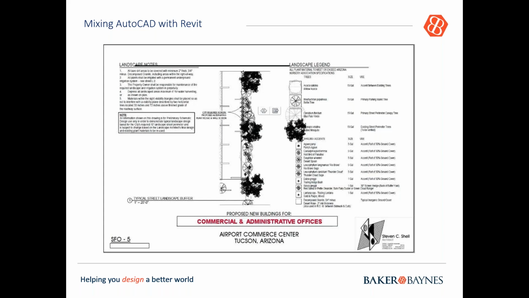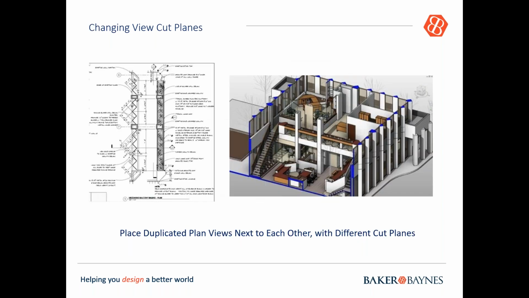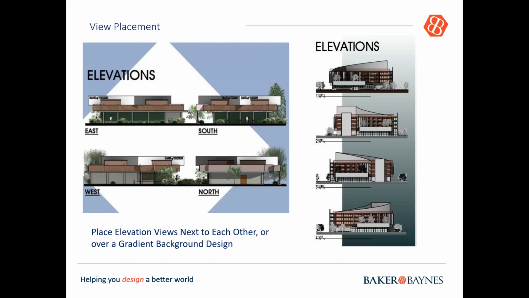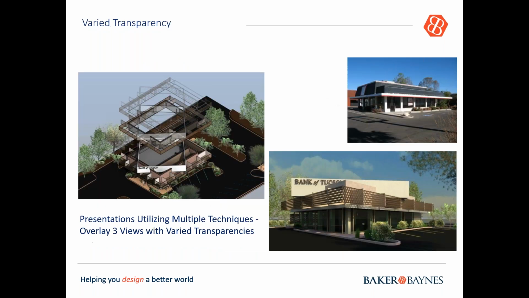And then we looked at overlay plans, and overlay plans looked at mixing AutoCAD with Revit, changing the view cut lines, having duplicate views next to each other and changing the cut planes. And then we looked at multiple overlays where the way you position your views, such as your elevation, makes it look better. And here we looked at actually placing a gradient background to impress the client or make it look more attractive. And then we also looked at view or very transparency to show differences in, well, for this drawing, difference in roofs, but essentially also to see through your building, right, different materials.